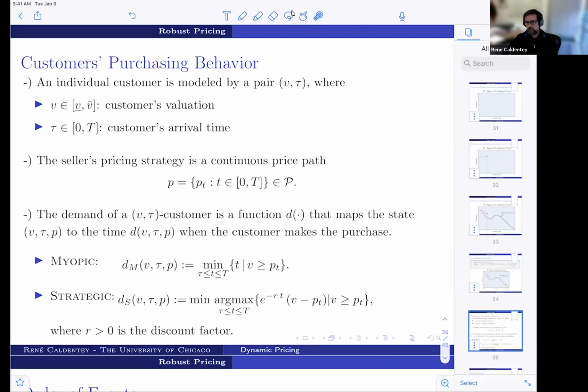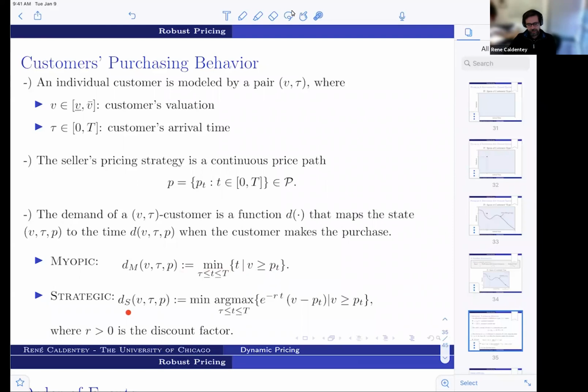So in this paper, we look at two possibilities. One is that customers are myopic. So what does it mean to be myopic? The customer will arrive at this time tau, and then look at the future prices, and then buy at the first time that the price is lower than the valuation. So as soon as possible. It's not necessarily accounting for the fact that maybe the price is going to go lower later. As soon as I see a price that is lower than my valuation, I'm going to buy. All right. So that's a myopic customer.